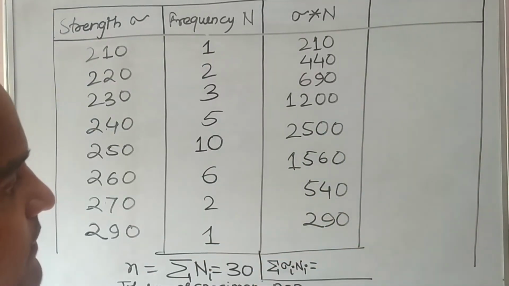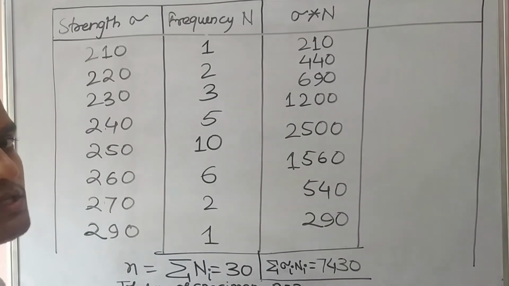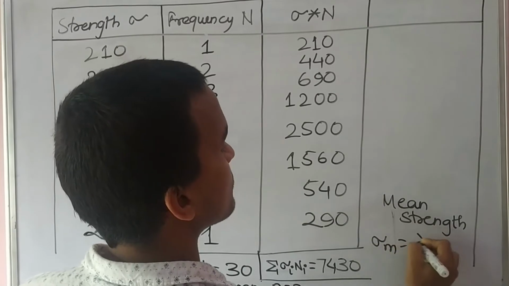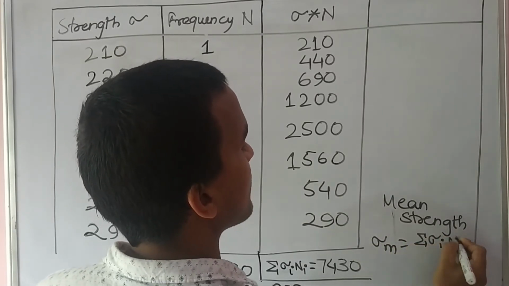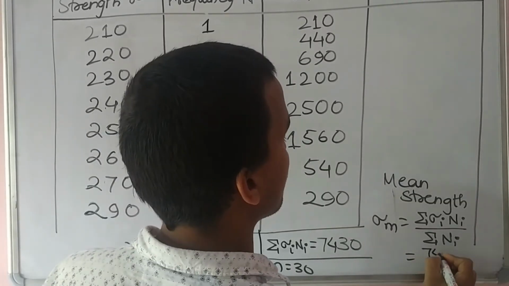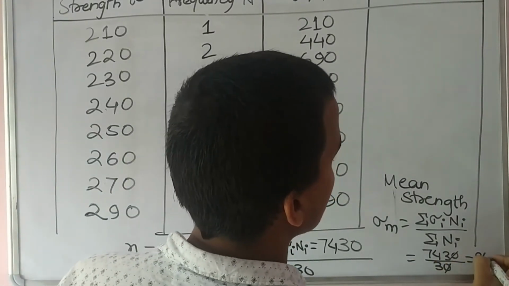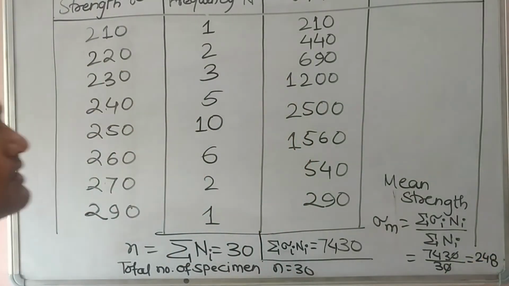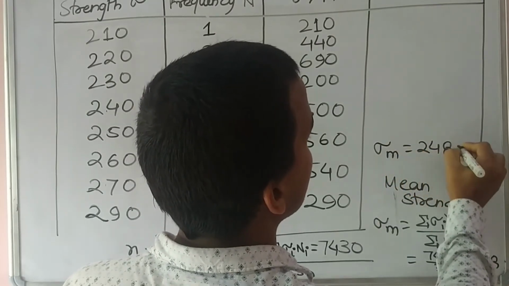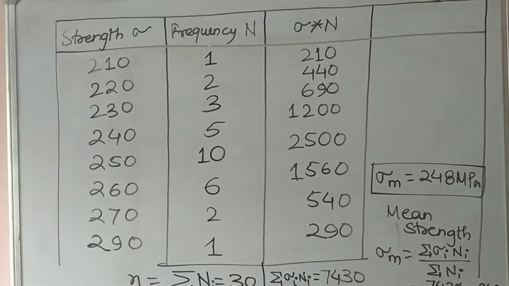Now add up all these values and we can get summation of sigma I into Ni. So this is the value of summation of sigma I Ni, and now we can calculate mean strength. Sigma M is equal to summation of sigma I Ni divided by summation of Ni. So mean strength sigma M we can write 248 megapascal.